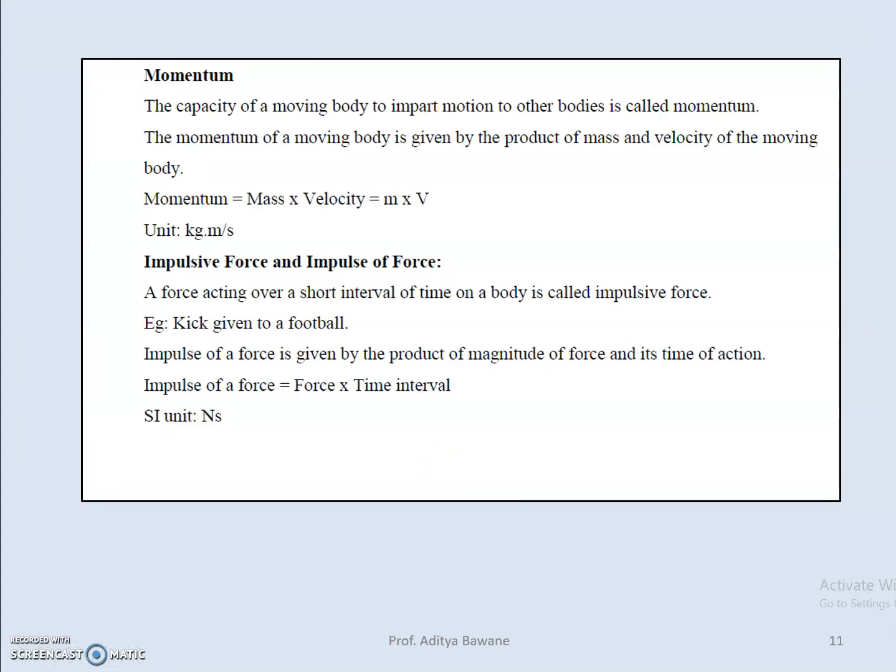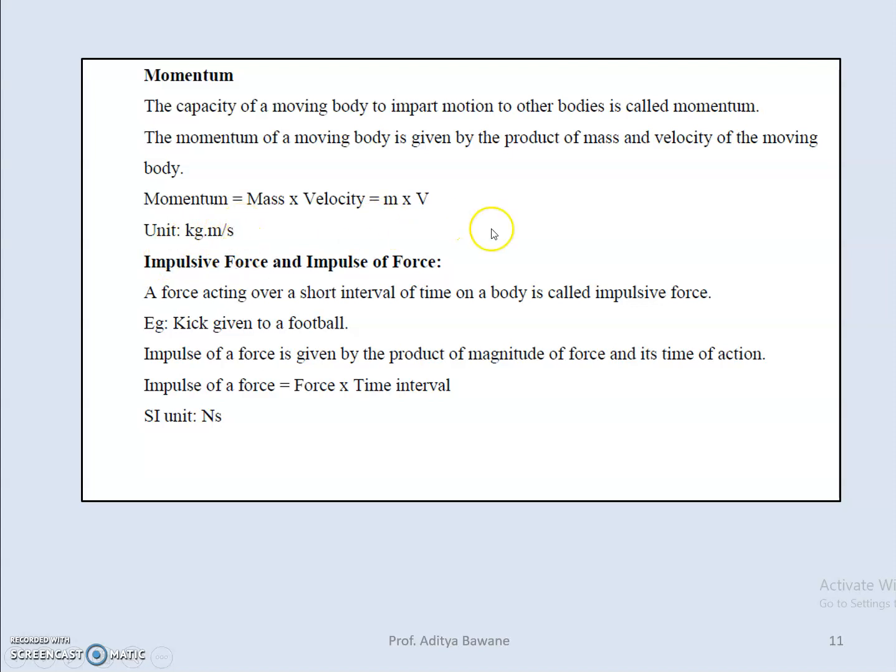Now what is momentum? In our earlier definition of a turbo machine, we know the work is carried out by the rate of change of momentum. Momentum is the capacity of a moving body to impart motion to other bodies. If one thing is moving and it impacts another, causing it to move, that is nothing but momentum. The basic definition is momentum equals mass into velocity, in kg meter per second.